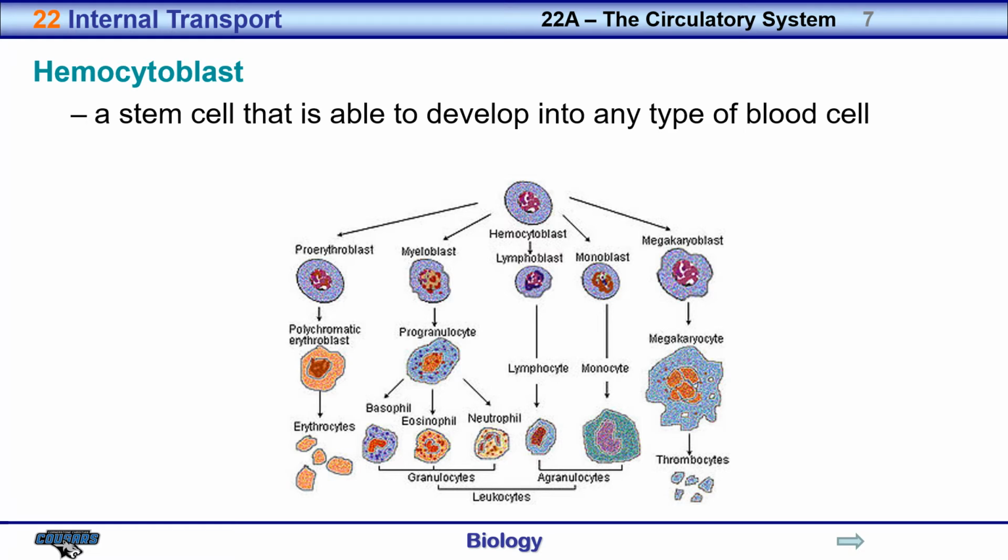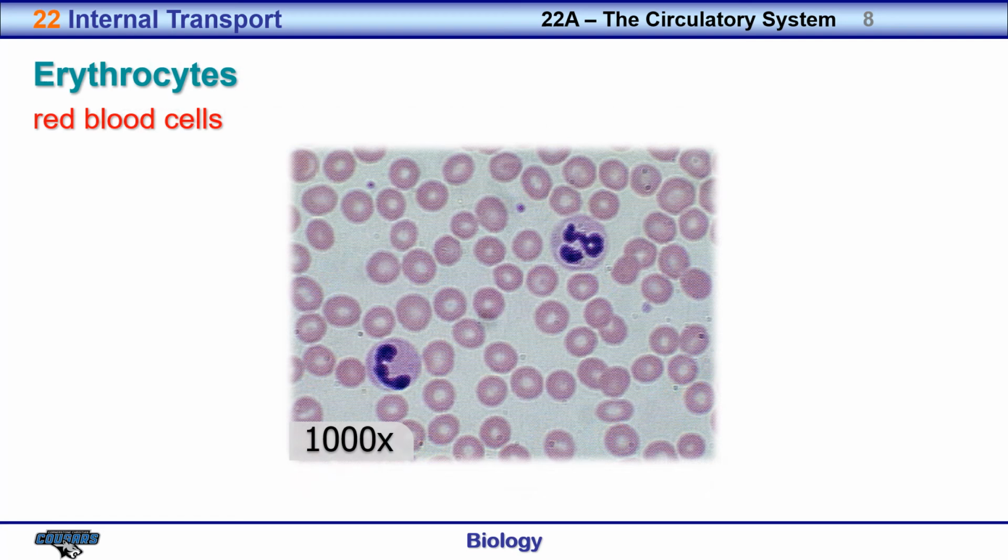The hemocytoblasts are located in the bone marrow, and they're responsible for certain growth factors that affect their genes. Now, the red blood cells, this would be if you were to take a sample of blood and make it into what they call a blood smear. They smear a thin layer of blood on a slide and then add some stain to the slide.